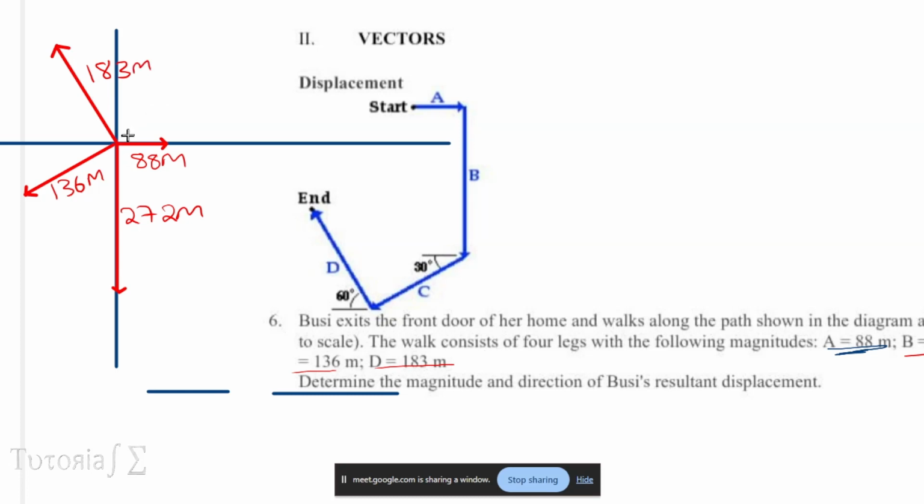So now from here, what we do is we also consider the angles at which they are. We see that this is on the x-axis, but this one is displaced at an angle of 30 degrees to the horizontal. So this is A, this is B, and C is displaced at 30 degrees to the horizontal. Then this one, D, is placed at which angle to the horizontal?